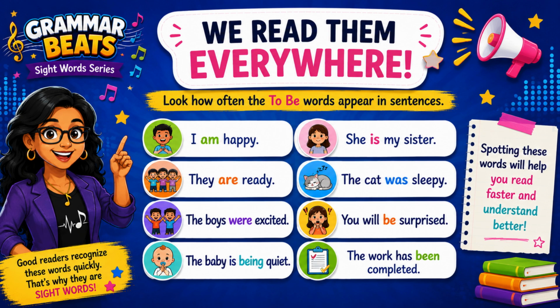I am happy. When used with a plural form in present tense, it takes the form are. They are ready. If you are talking in past tense plural, it takes the form were. The boys were excited. If you are talking about behavior in present tense, you say the baby is being very quiet. If you use third-person singular, you say she is my sister. When you talk about third-person singular in past tense, you say, the cat was sleepy.